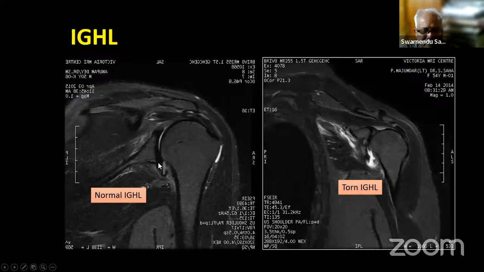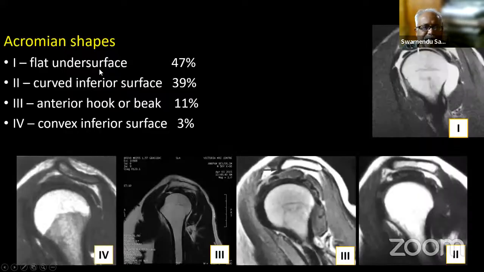Sometimes in the coronal oblique cut, you can see the IGHL properly. You can see this is the normal IGHL. And if you see the torn IGHL, there will be a J sign, and there will be a lot of fluid inside. Then the acromial shape also, the Bigliani classification 1, 2, 3, 4, can be classified here, you see the hooked acromion.